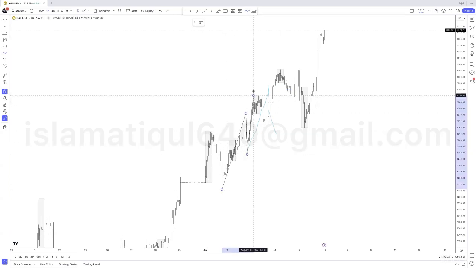So my question is here, right? Why did you choose this level? I would have been choosing this level as a high and then this low. This is also fine, but you can see how stop hunts have been happening.